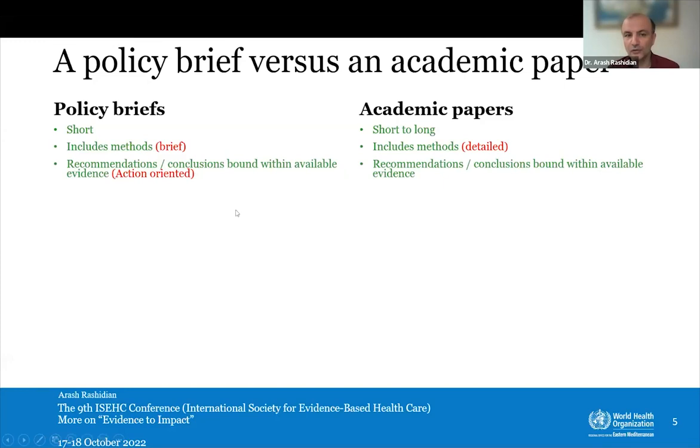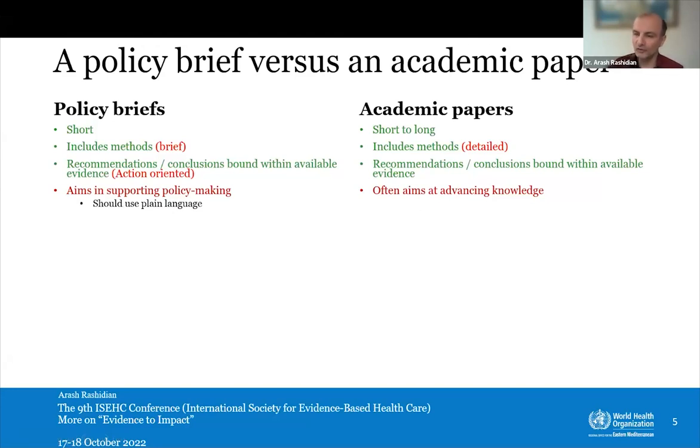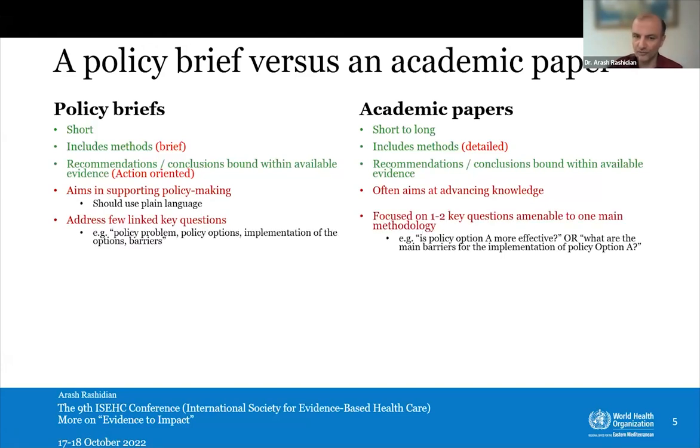Policy brief usually includes options. It may include recommendations, but they are action-oriented, aiming at supporting the policymaking process, while in academic papers, we are talking about advancing knowledge: what we know more, for a different area, or what questions remain to be answered. Policy briefs could be dealing with a larger number of questions given the nature of policymaking, while academic papers are focused on the key questions that are amenable to the methodology.